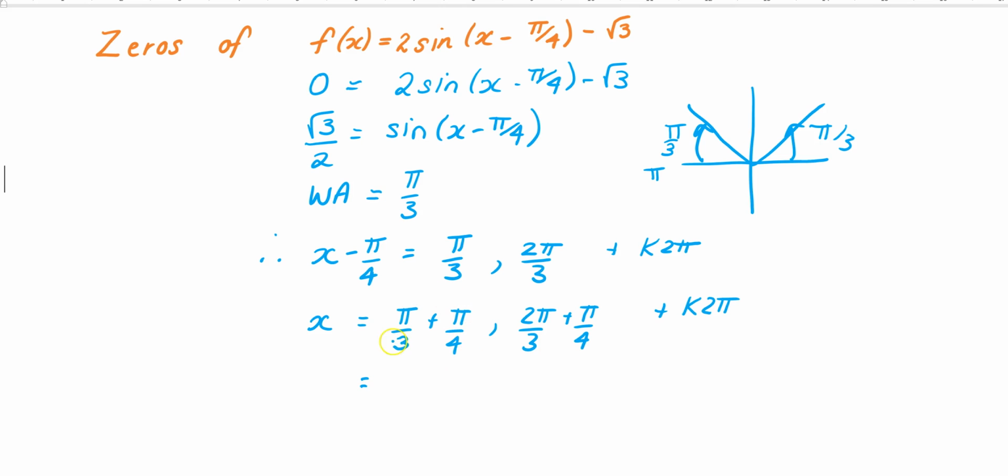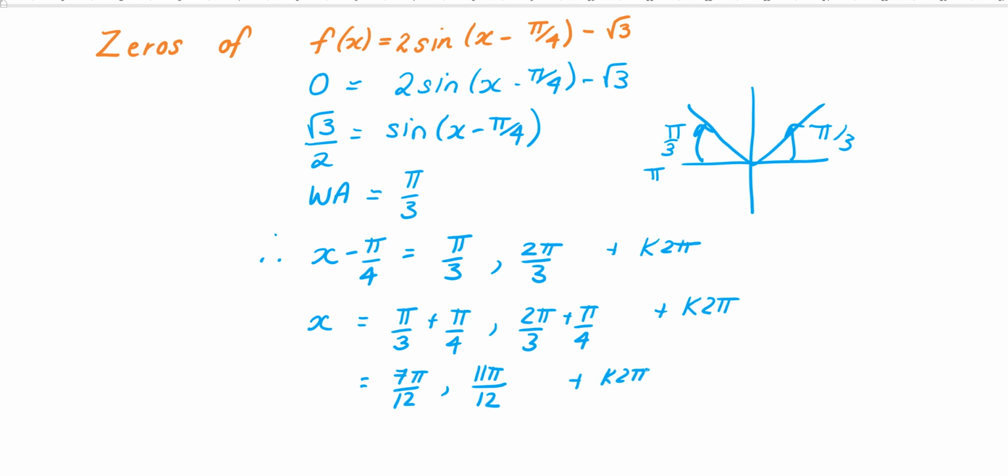It might be the end of the day for you. You can actually use your calculator to work this out if you want. Ignore the pi's and go, what's 1/3 plus 1/4? I'm doing that on my calculator as we speak, and I get 7/12. So that will be 7 pi over 12. Do the same for 2/3 plus 1/4, and I get 11 pi over 12. Plus k lots of 2 pi.